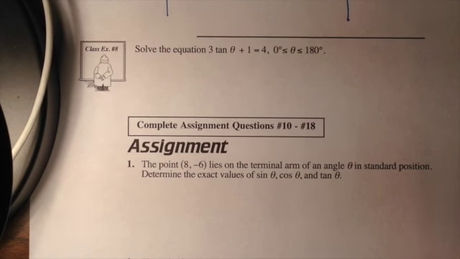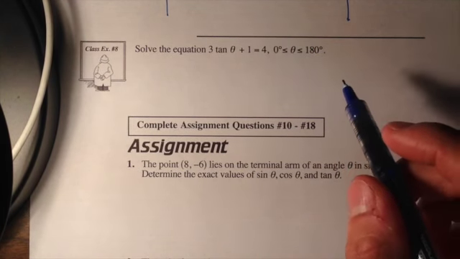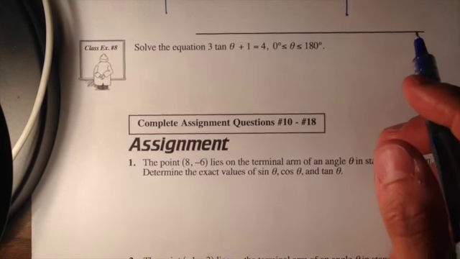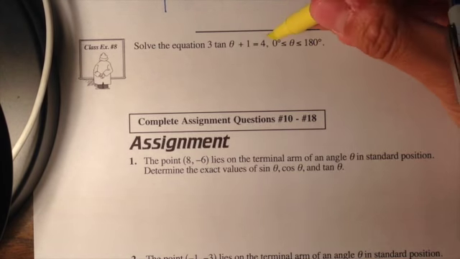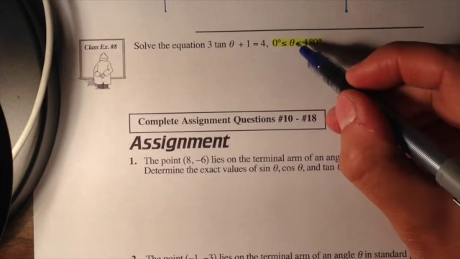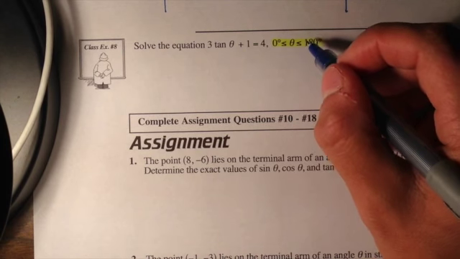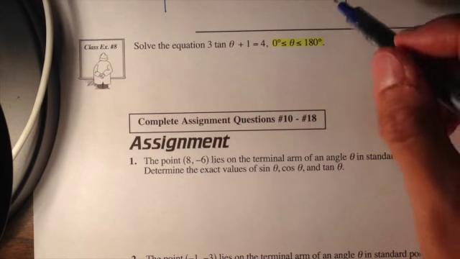Okay, final question, class example number 8. Solve the equation 3 tan theta plus 1 is equal to 4, where theta must be greater than or equal to 0 degrees and less than or equal to 180 degrees. So for this question, we really need to pay attention to this. Before we've been solving questions where theta is greater than or equal to 0 and less than or equal to 360 degrees. So immediately we know that we're going to be working in quadrants 1 and 2.